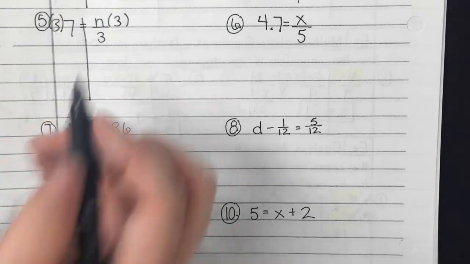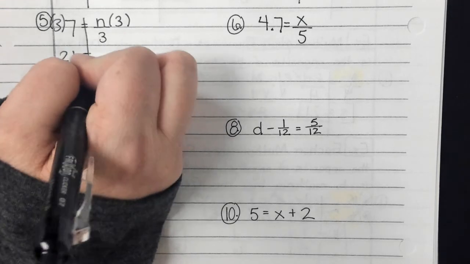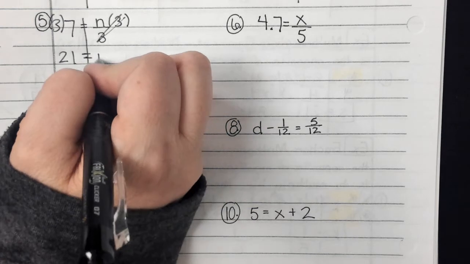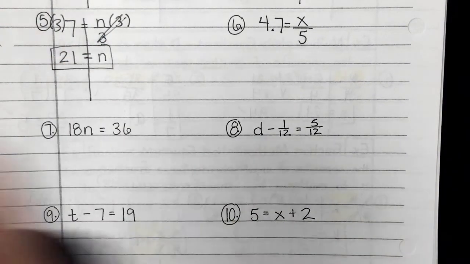So over here it says 3 times 7, which is 21, equals, what happens to my 3's? They go away, and I'm left with n. So 21 equals n. Let's check that.